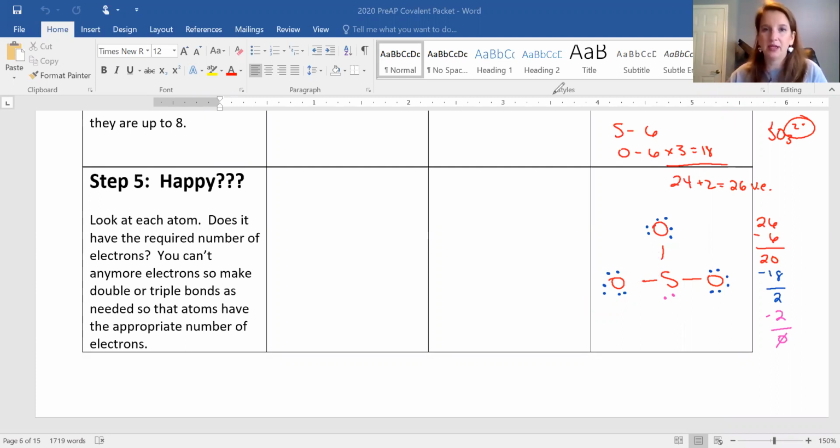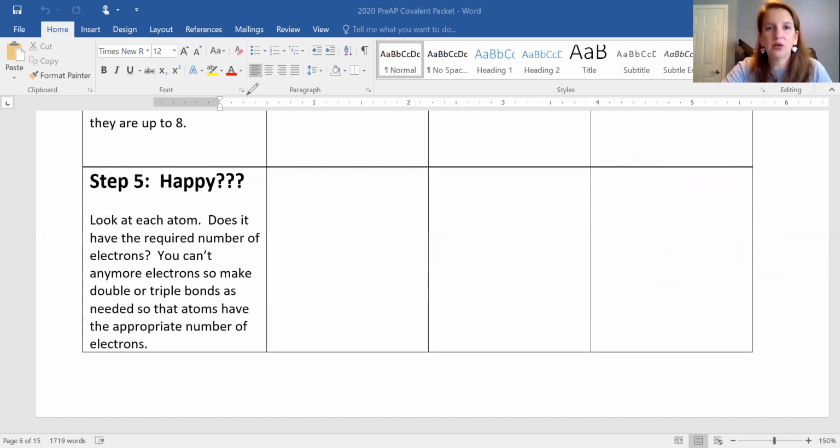Now, if it's a polyatomic ion, we have one more step that we need to do. We need to put brackets around this structure and a -2 charge, indicating that it has a charge to the overall structure itself. Now, I want to show you one more thing, and that's called resonance. So we're going to go ahead and draw something here. Let's go ahead and do nitrate, NO3 -1.